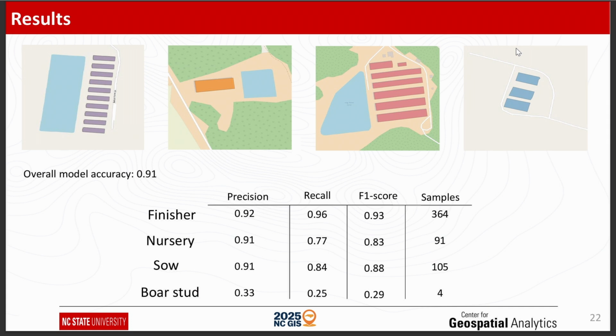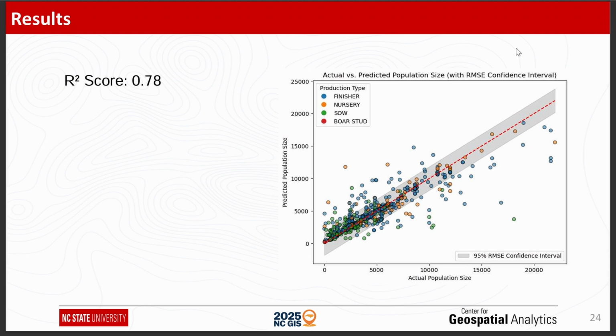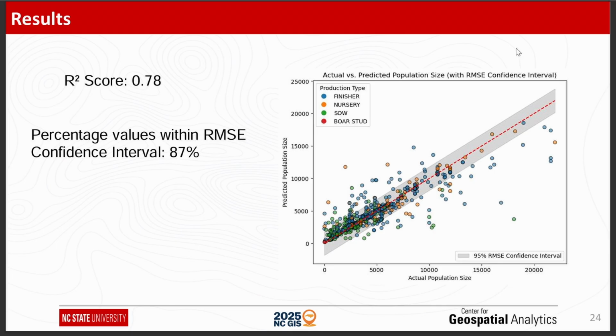Once we classified our data set, we moved on to the population size estimates. We used a random forest regression, and our R squared score was 0.78, which is pretty good. It's reasonable for estimating the population size of these predicted swine farms across the U.S. While it's not a great R2 score, most of the data that we have fall within the RMSE confidence intervals. 87% of our data falls within those confidence intervals.